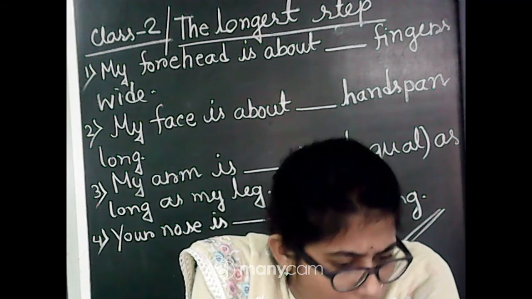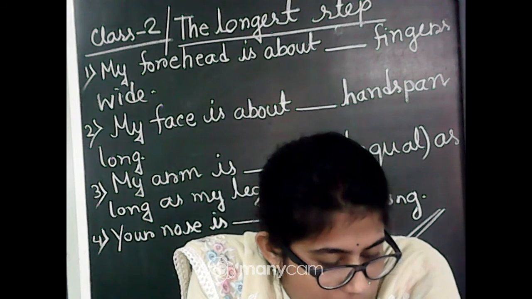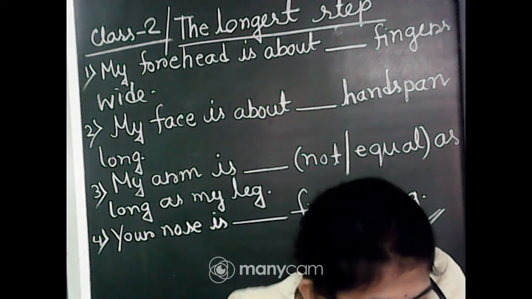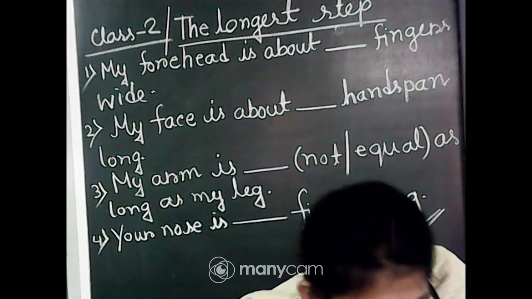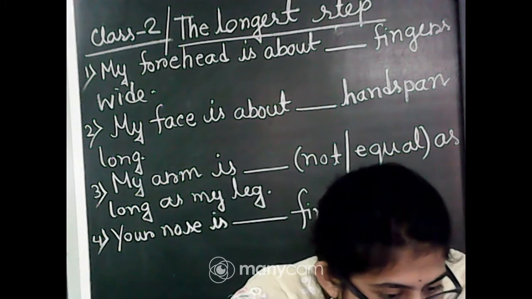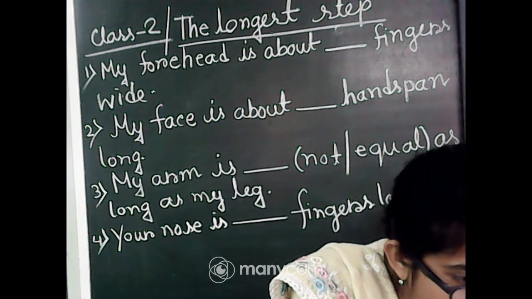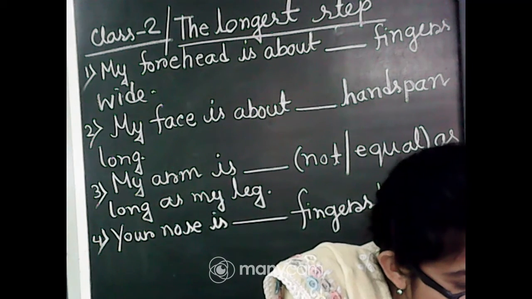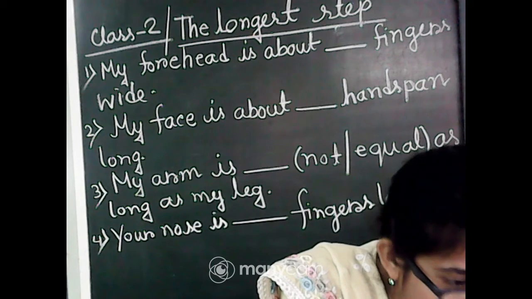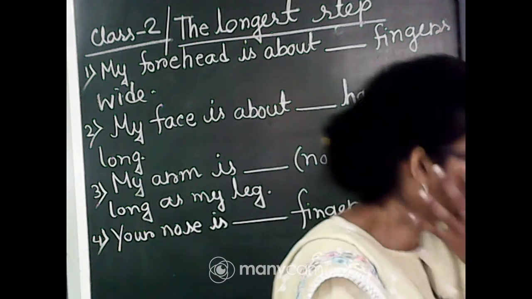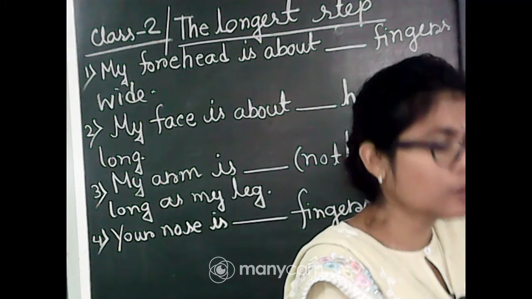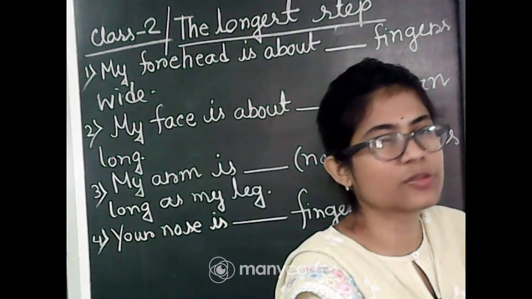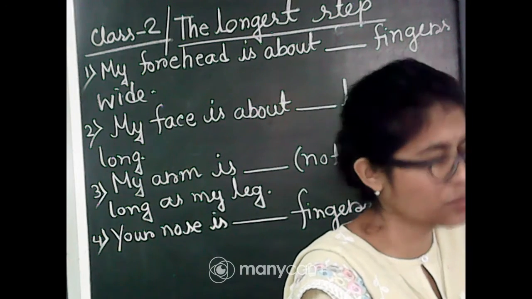Okay, Arman, you had done it how? 81 handspan. Okay. Now everybody send me today's class work. Okay, everybody give me today's class work. So it Oshmi. Okay. Oshmi has given, my forehead is about 4 fingers wide. Yeah, most of all your forehead will be 3, 4 and 5, not more than 5.